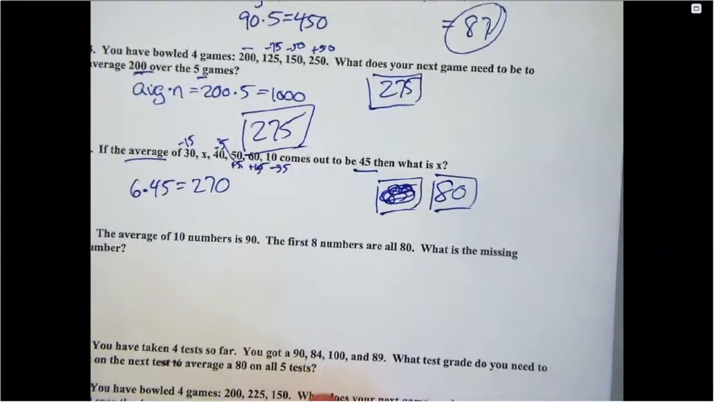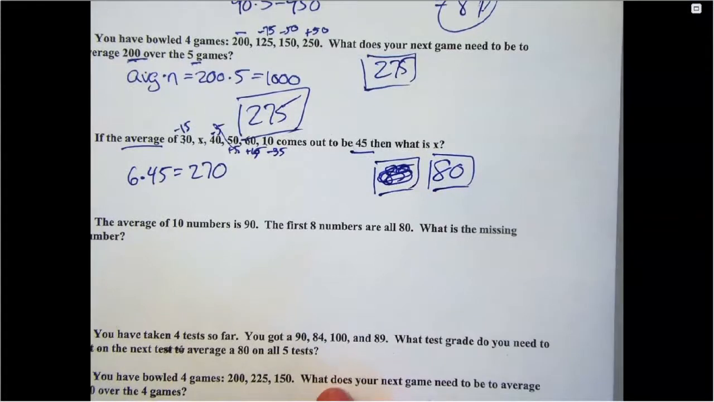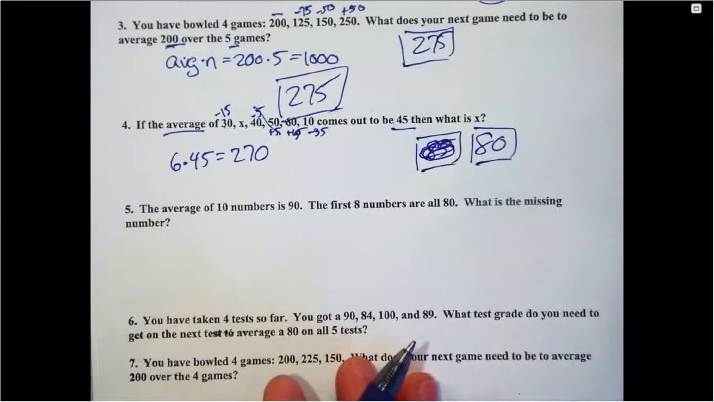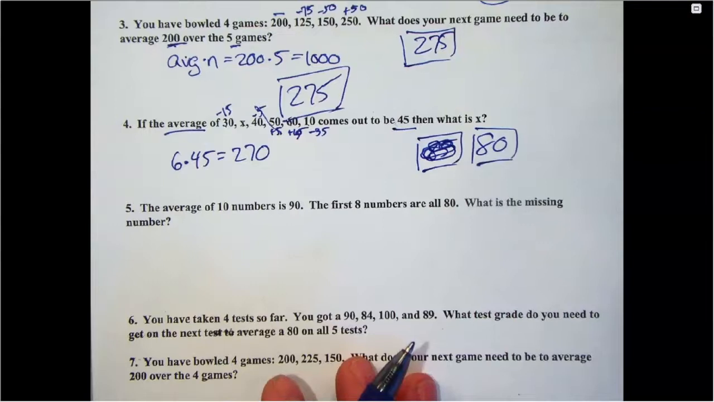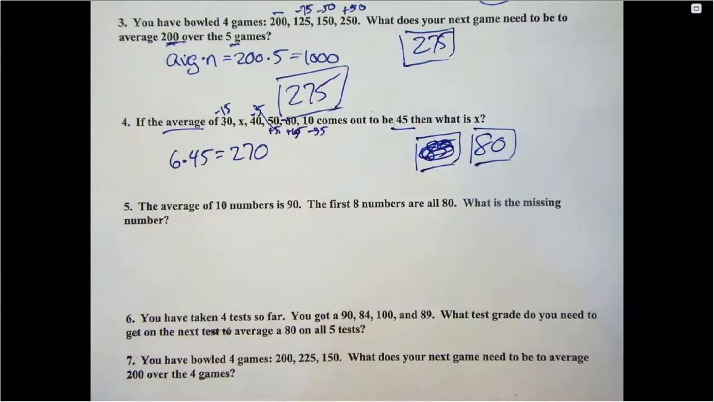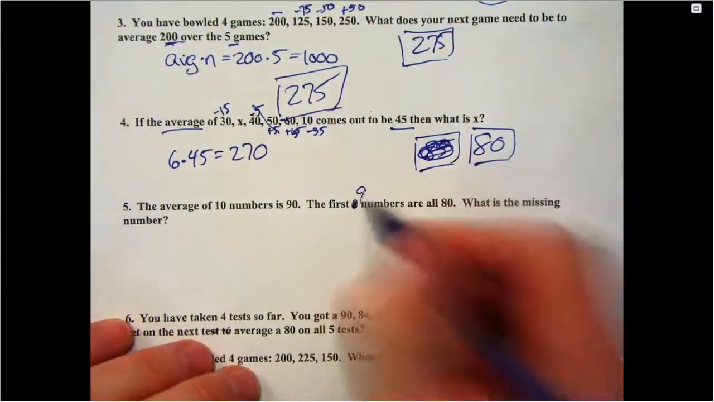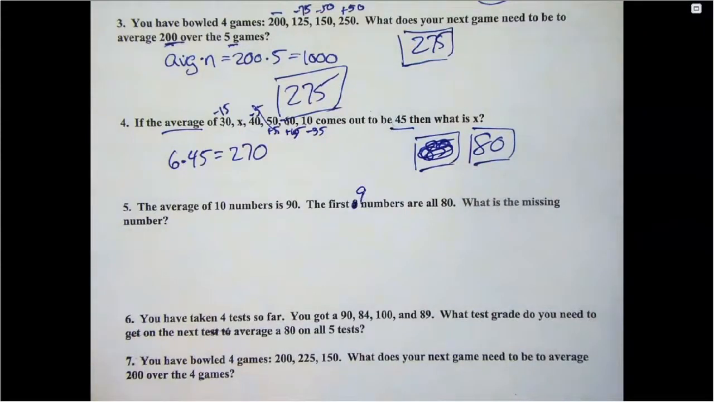For 5, it says the average of 10 numbers is 90, and the first 8 numbers are all 80. Then it says what's the missing number? But that adds up to 9 numbers. That's my bad. Let's say the first 9 numbers are all 80 for that one. So try 5 with my new corrected version.